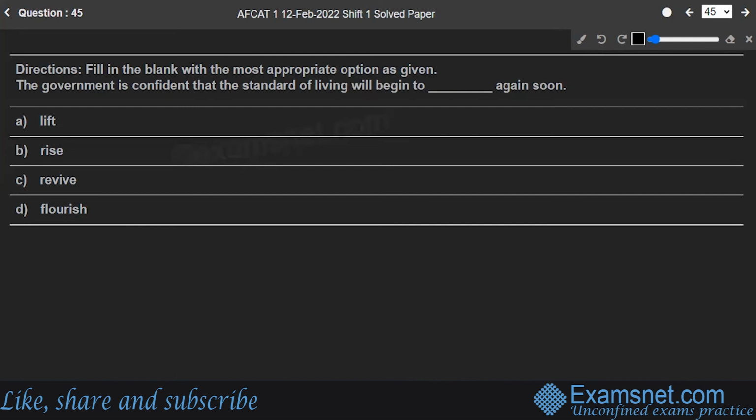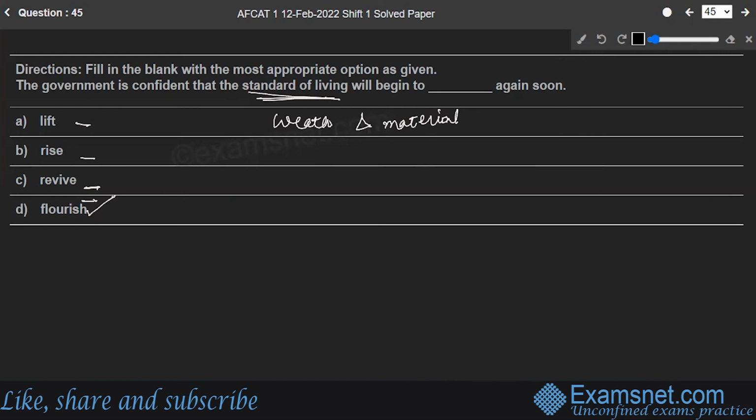If I'm seeing the given sentence, it's talking about the government's confidence in the successful development of the standard of living. The words standard of living in the sentence indicate the degree of wealth and material comfort available to a person or to the community. Therefore, the most appropriate word to be used is not lift, not rise, not revive. It should be flourish. Let's read the whole sentence again using the word flourish.